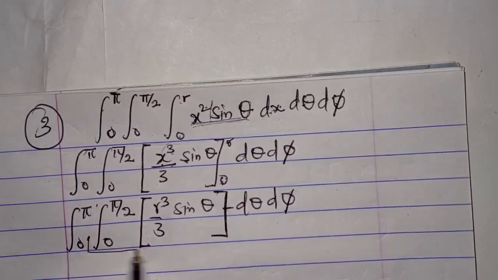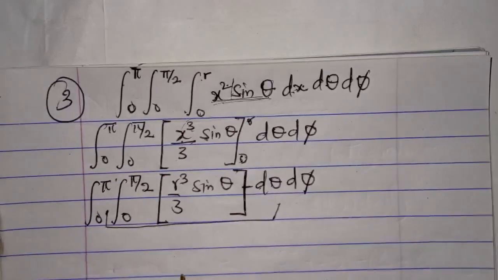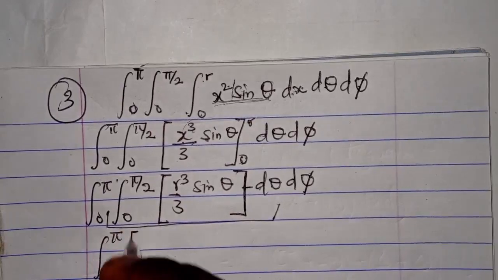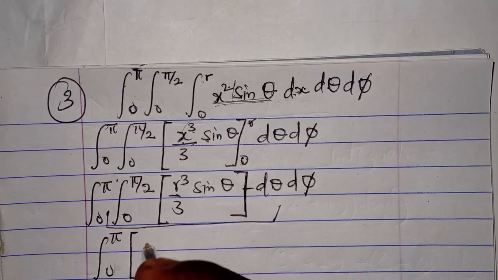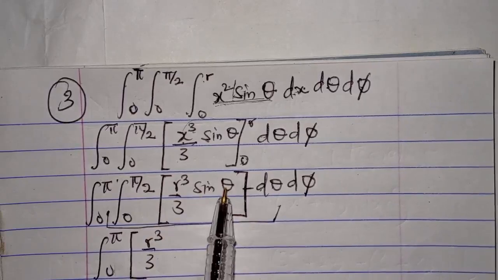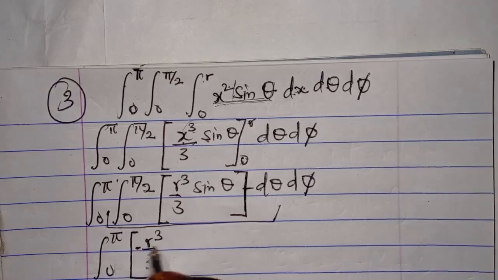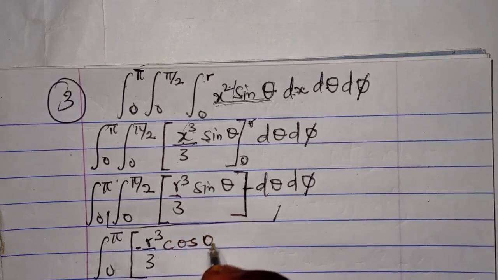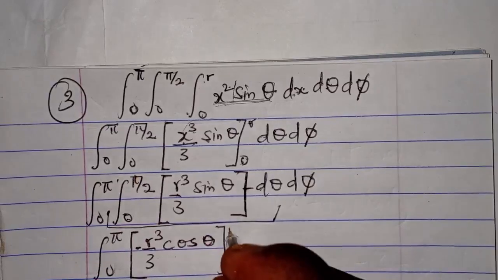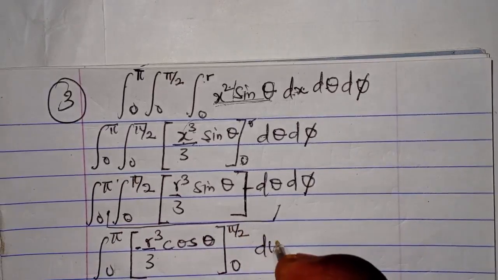So I'll now integrate this. I'll take the second integral now, this one, with respect to theta. It means that we'll take r as a constant, right? So this is the integral from 0 to pi of r cubed over 3, which is already a constant. Remember, the derivative of cos theta is minus sine theta, so the integral of sine theta is minus cos theta from 0 to pi over 2. Okay, we have the d theta. Okay, it's now the d phi.